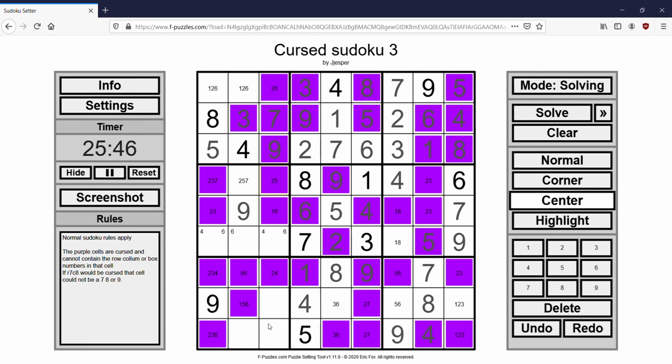All right, let's see now what we can do next. 5, 7, 9, 1. Column 3 needs a 3, and it can't be here, so it must be here. We'll mark those. Row 9 needs an 8. You can mark those there.